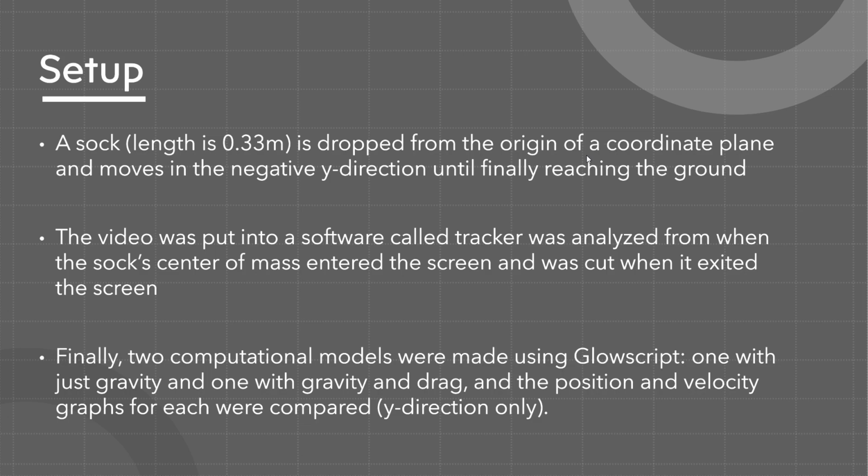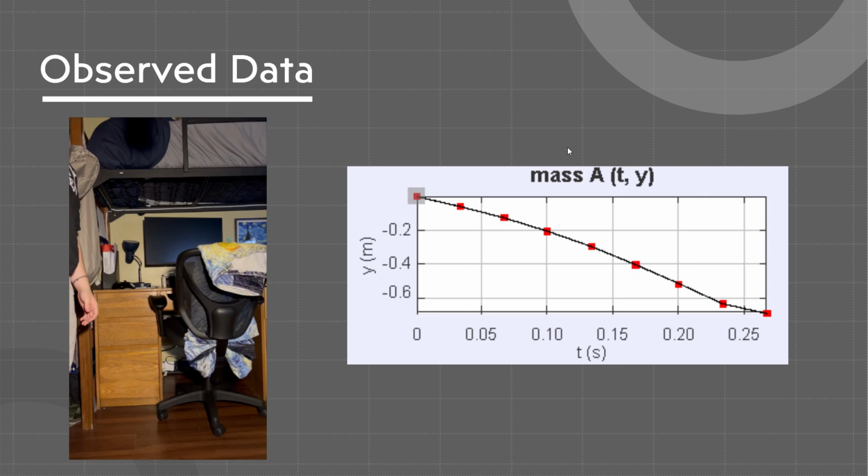This video was then put into a software called Tracker and analyzed from when the sock's center of mass entered the screen and was cut when it exited the screen. Finally, two computational models were made using GlowScript, one with just gravity and the other with gravity and drag. After this, the position and velocity graphs were compared in the y direction only. Here's the video of the sock and the position over time graph that corresponds with the y component.